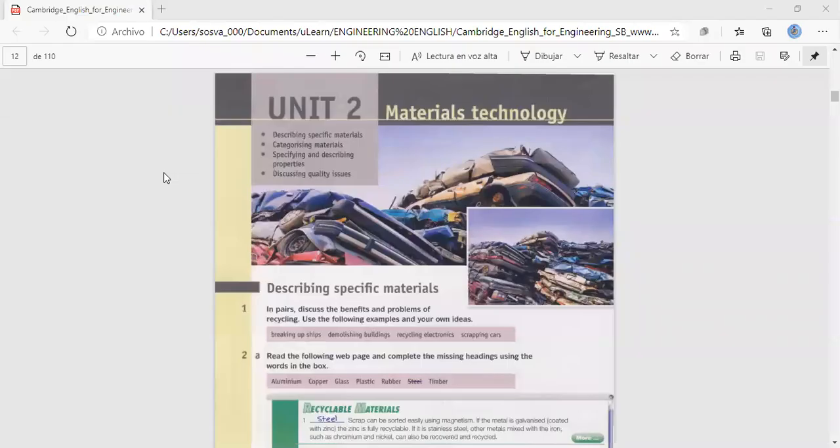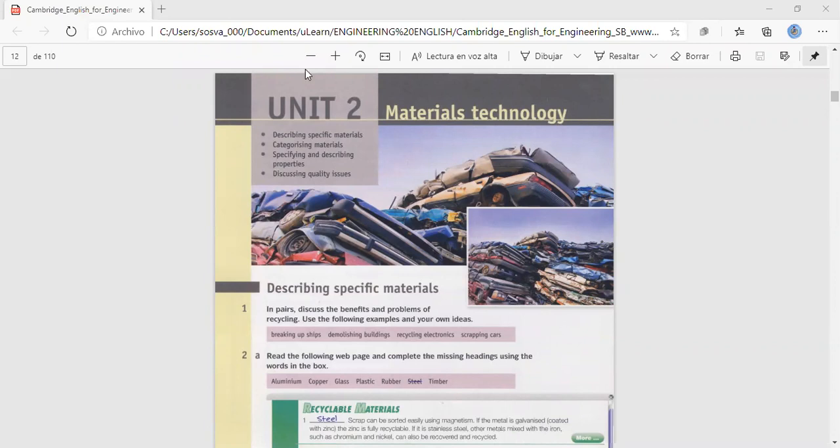Okay, here's the TV screen. There it is. So now that we know what we are going to work with during this unit, known as materials technology, before we begin, I want to ask you something. Which materials do you know? I want you to give me examples of materials that you use in engineering.